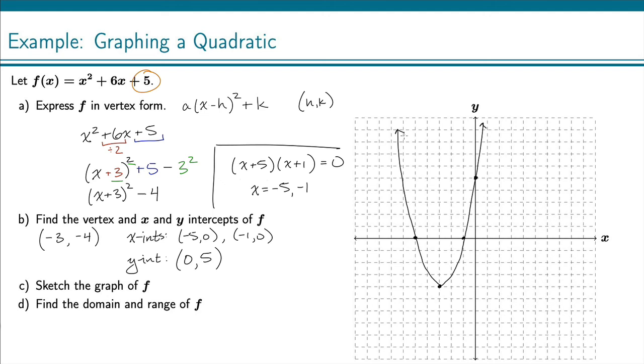And then finally, we want to find the domain and range of our function. So the domain clearly is all real numbers. There's no restrictions on what we can plug in here. And so our domain here is all real numbers. And for the range, we see from the graph that our range is everything from negative 4 up, because that's where our vertex is. And so we have from negative 4 to infinity.